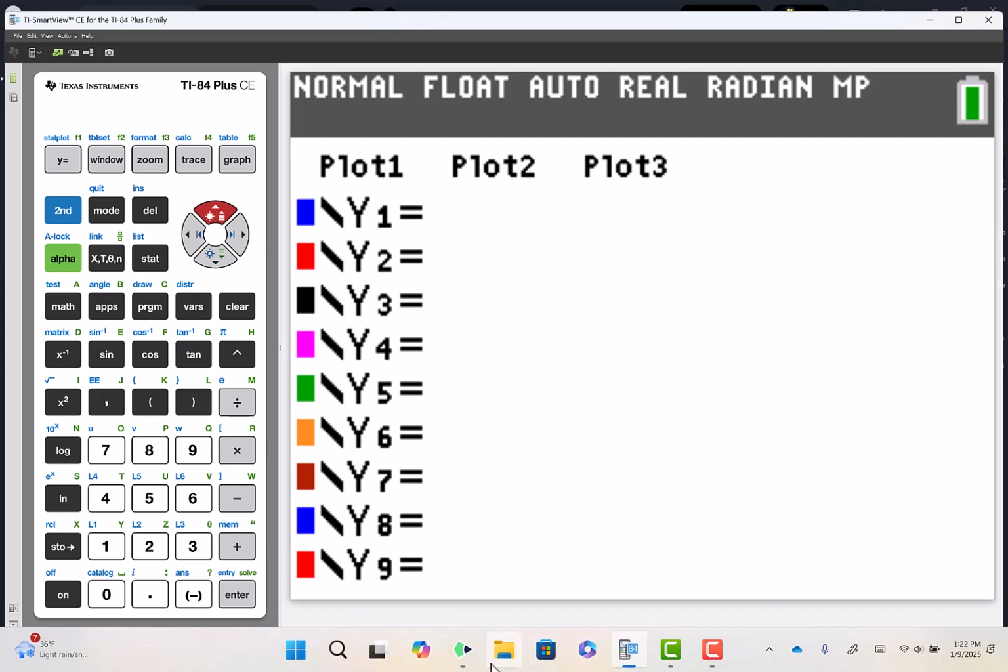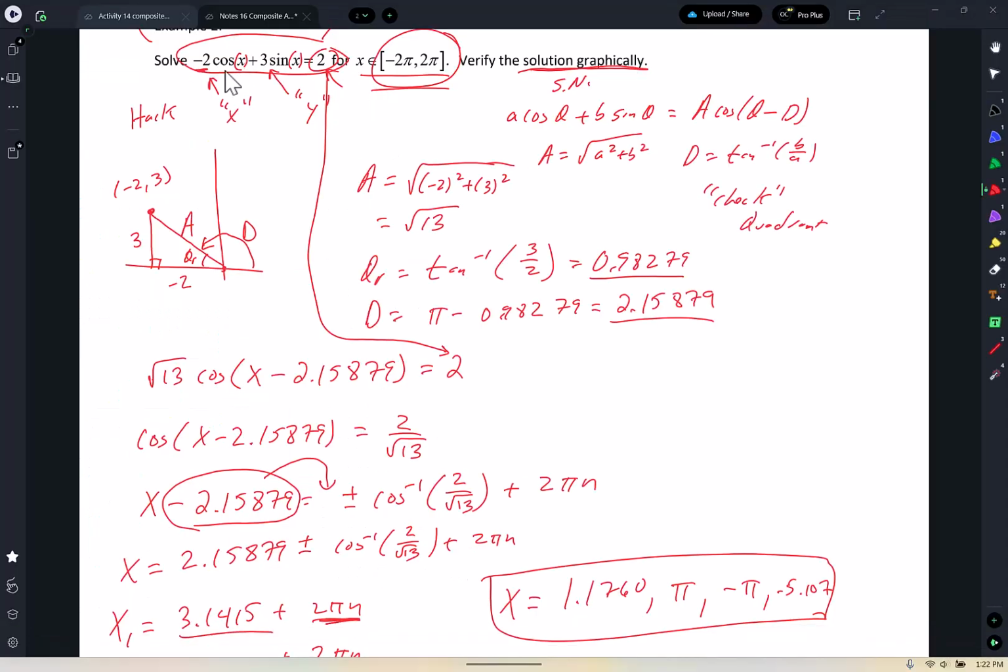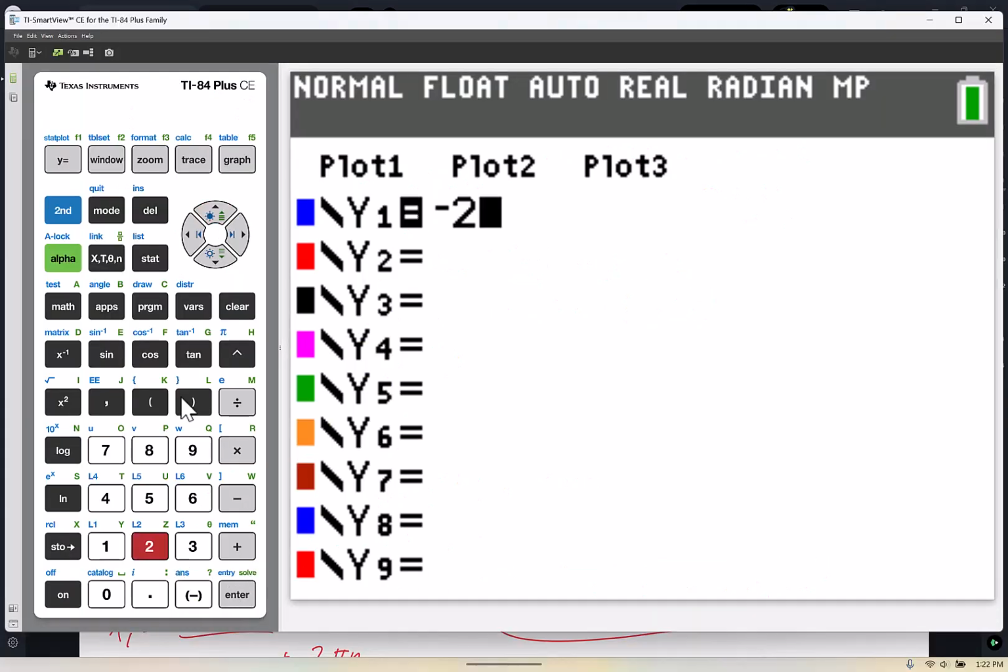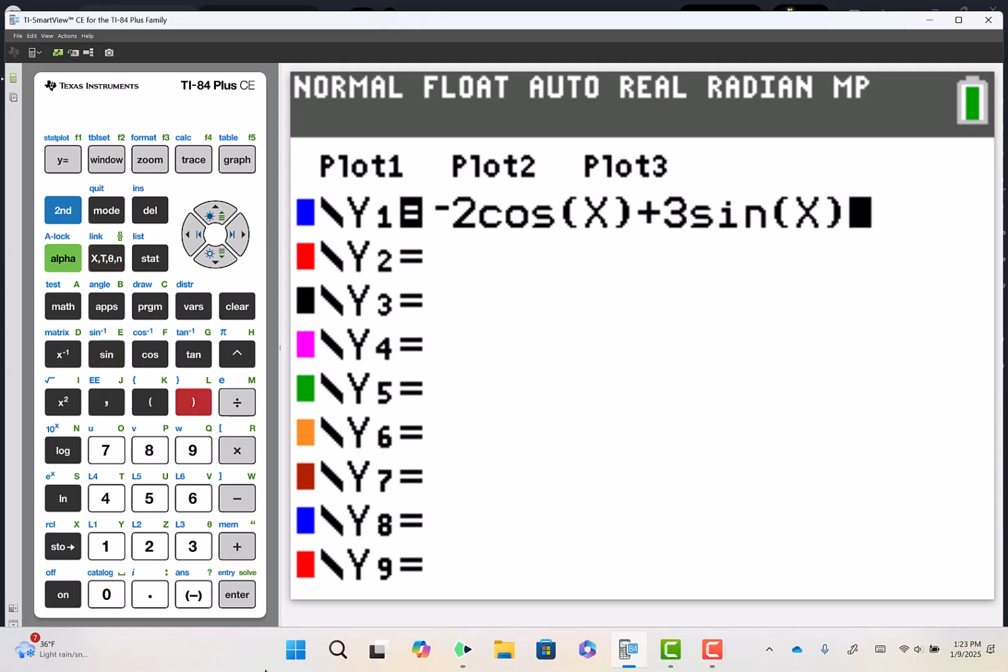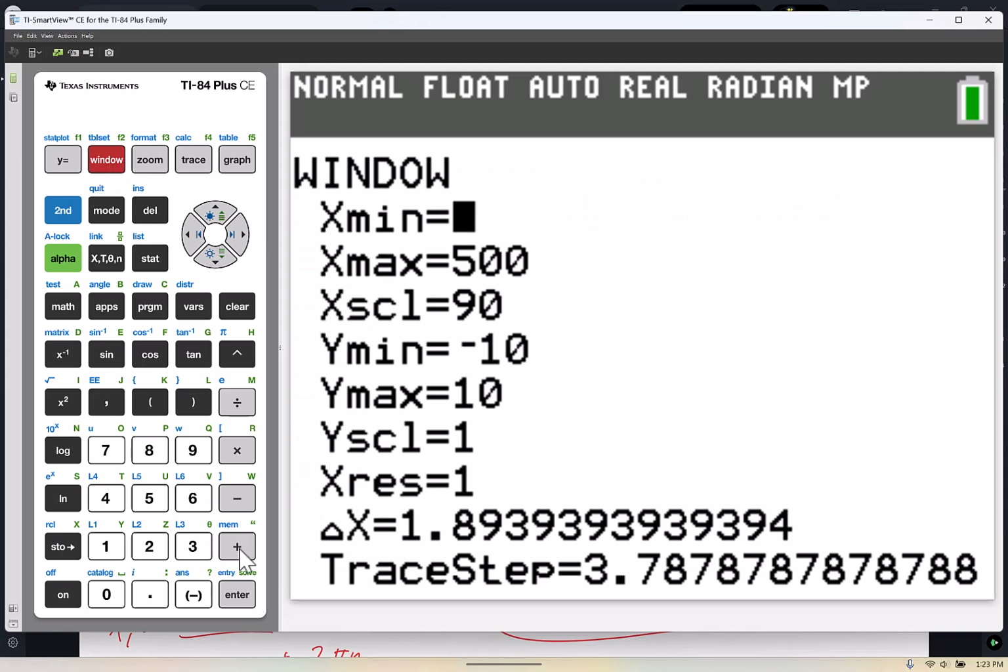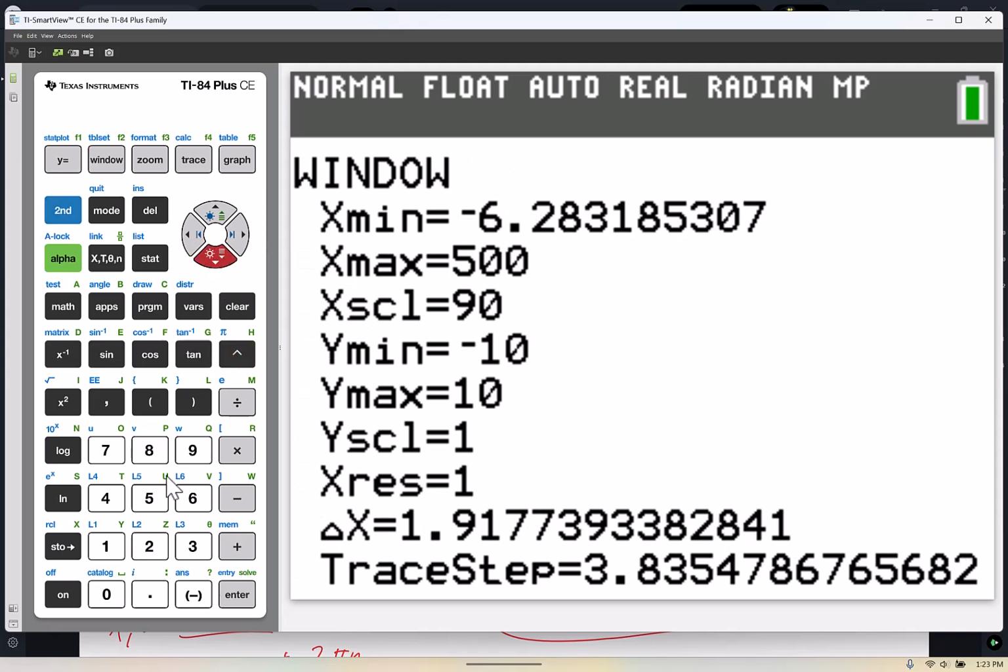And I'm gonna type in the left side on y1 and the right side on y2. Negative 2 cosine x plus 3 sine x. I think I can remember that. And then just 2 on y2. And then I'm already in radian mode. I'm going to click on window. I'm going to go negative 2 pi, because that's my domain, between negative 2 pi and 2 pi.